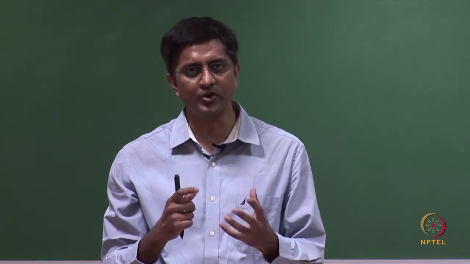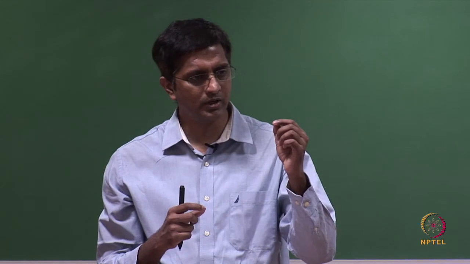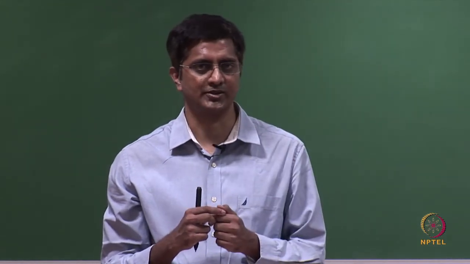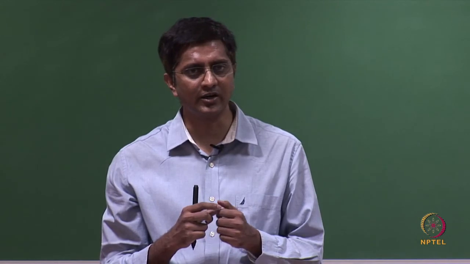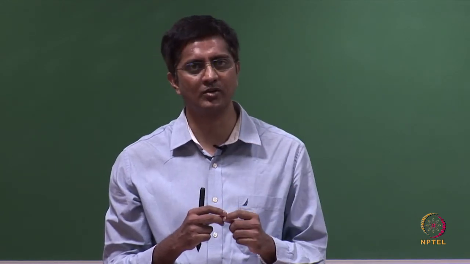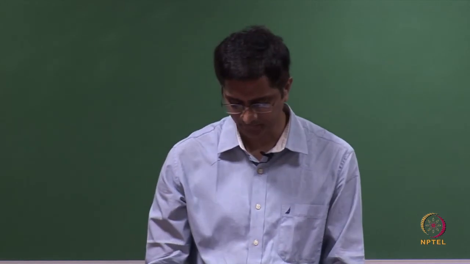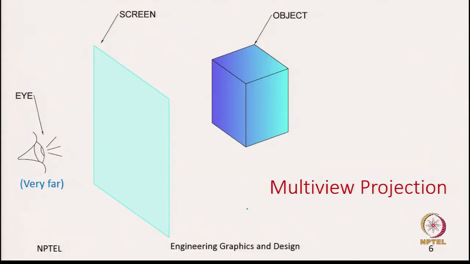So, the good thing about perspective is that very quickly you can understand the object, but it is hard to know the exact dimensions of the object looking at the perspective projection. So, the other alternative is to go with multi-view projections. In multi-view projections, we put the observer very far. So, here we have the observer, the object and the projection plane in between the observer and the object. And since I said this observer is very far, what I meant was the projectors are all parallel.